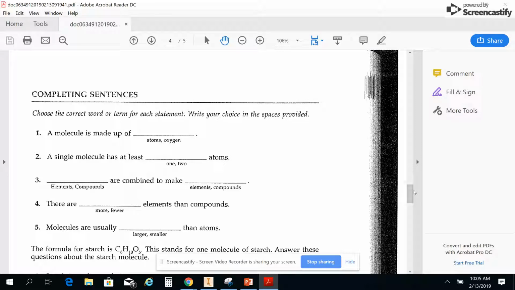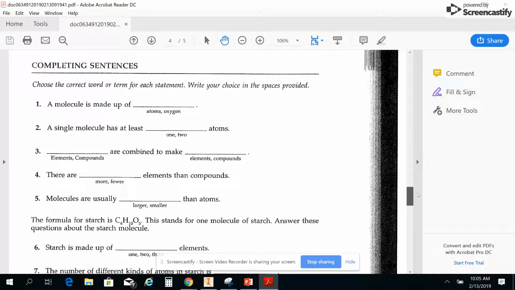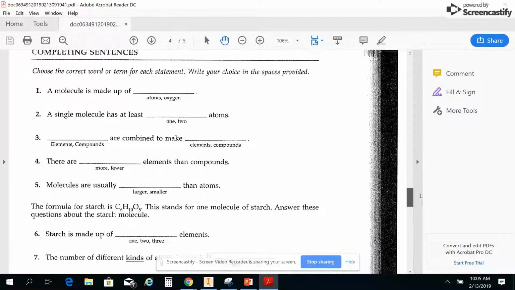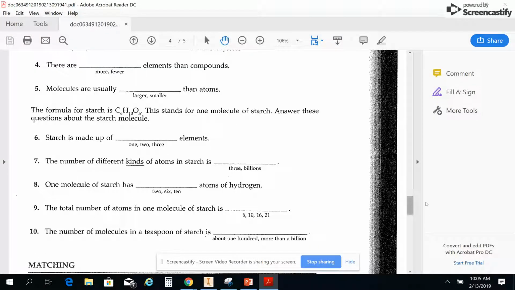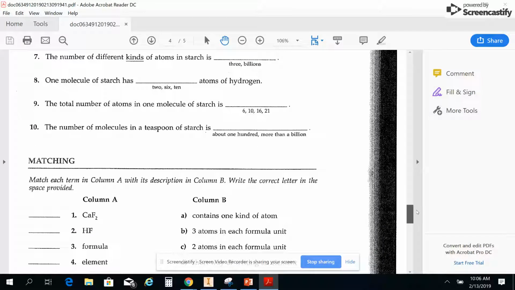Here you have a completing the sentence section. You're going to choose the choice of words and write it in the blank. Go back to your reading. The formula for starch is C6H10O5. This stands for 1 molecule of starch. Answer these questions about the starch molecule. You have to refer back to the formula to answer these questions.